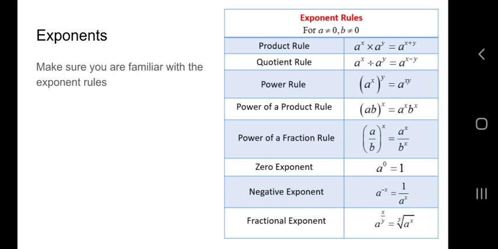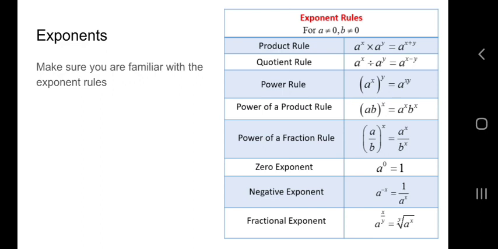So make sure you know that distinction between 3 to the 6th power times 3 to the 5th power, which is 3 to the 11th power, and 3 to the 5th power to the power of 6, which is in parentheses to the 6th power. So make sure you distinguish those two.